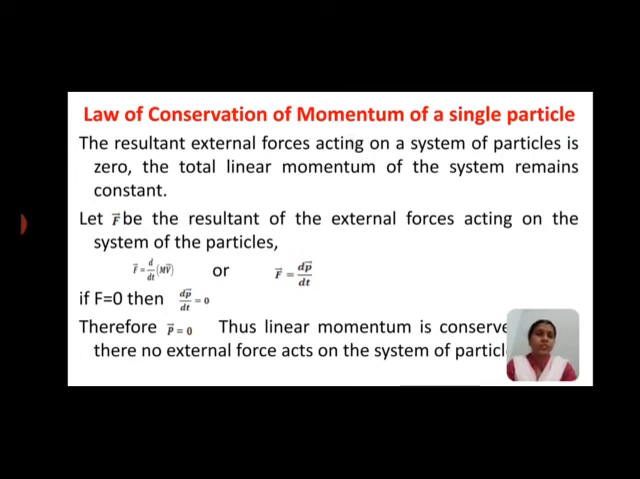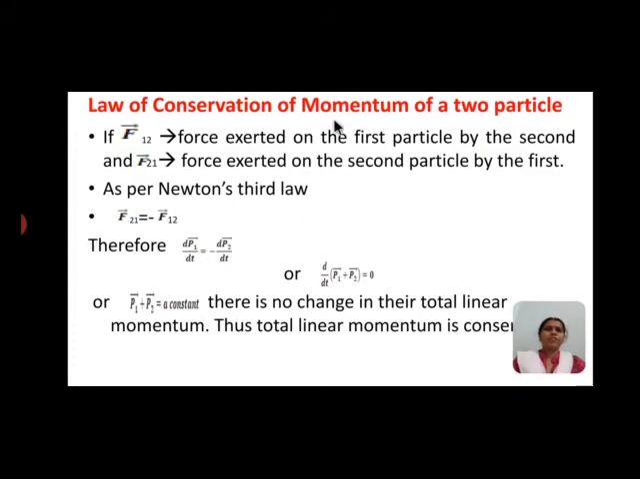Okay. So till now we learnt about the linear momentum, then the law of conservation of the momentum of a single particle. Next, the law of conservation of momentum of two particles. Let us consider a system with two particles, acted on only by forces like Coulombian or gravitational forces, without any external force. F12 is the force exerted on the first particle by the second. F21 is the force exerted on the second particle by the first. Means one particle is exerting a force on the second, and the second is exerting a force on the first.